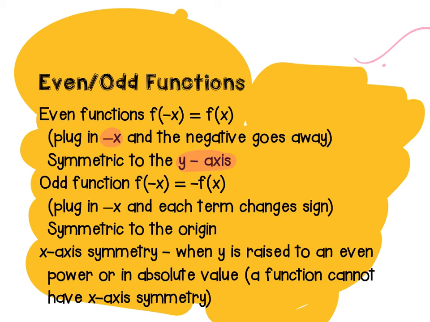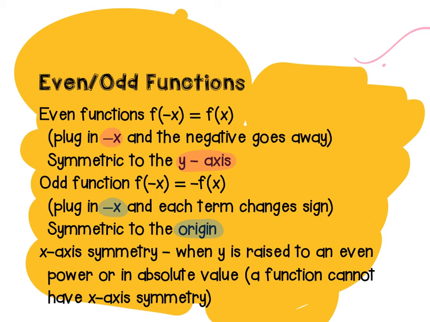So things like a square, if I plugged a negative x and then I squared it, it's going to go back to positive x. Things like absolute value, if I plug in a negative x, it's going to go back to positive x. Those are going to be even functions. Odd says take that same process, plug in a negative x, but when I do that, all my terms become the opposite that they were before. If that's the case, it's odd and it's symmetric to the origin. Symmetric to the origin means I can fold my graph down and over and it would overlap.